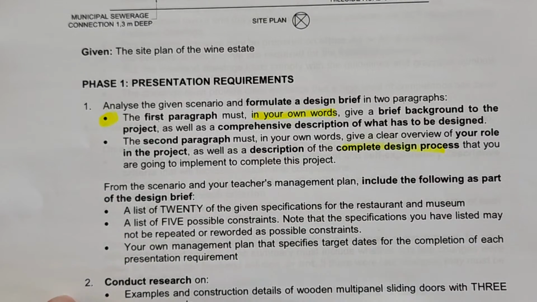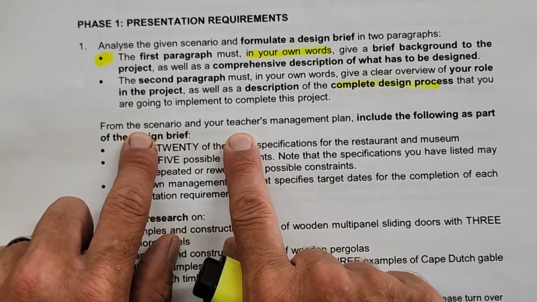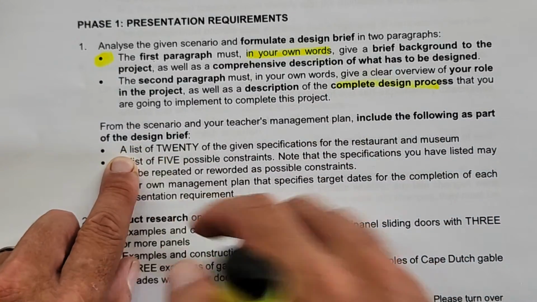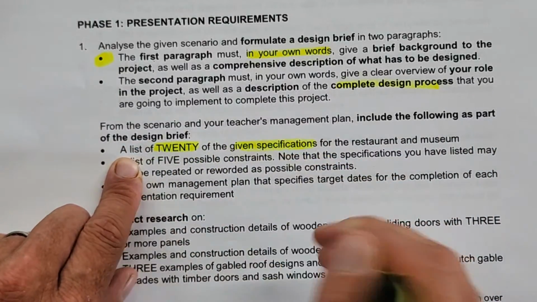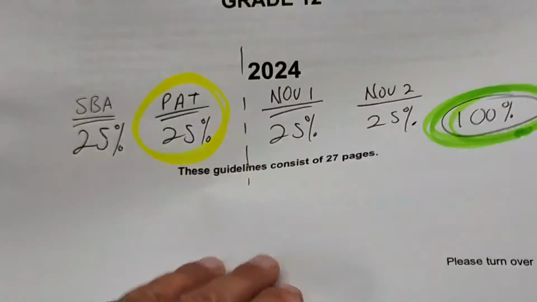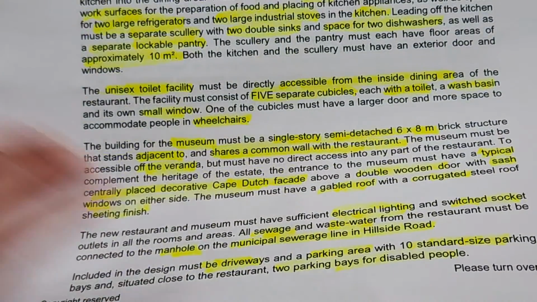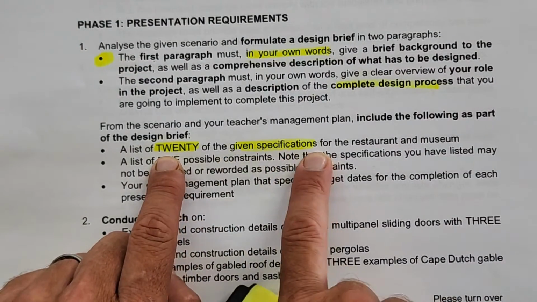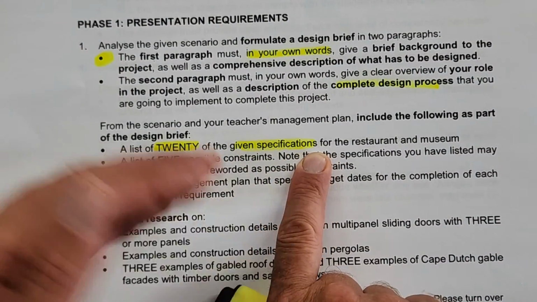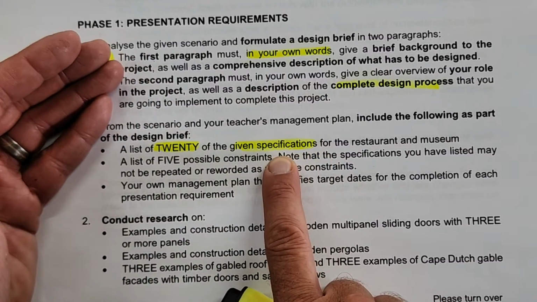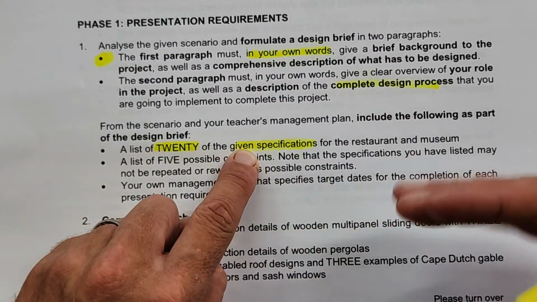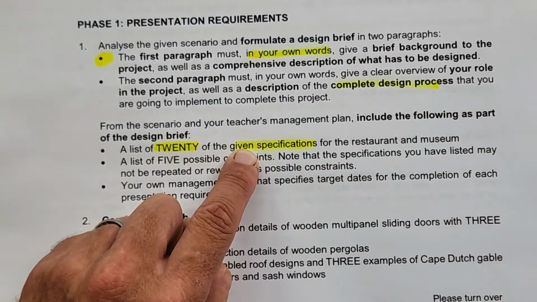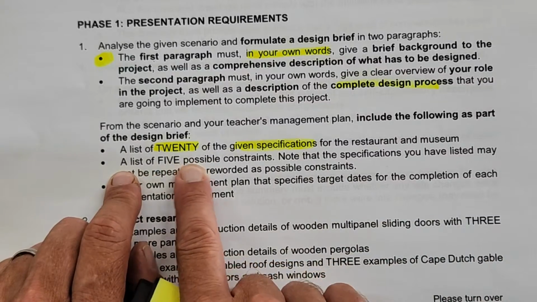Yeah, that's where we get to the management plan. That's the next part. So let's look at that. Then from that scenario and the management plan that I'll give you, include the following as part. You have to list 20 of the given specifications. You'll agree with me that we probably read 40 in here. Okay? So the minimum is 20. But the more the merrier, and the better you're going to know what you're going to have to, because you're going to constantly go back to that specification list to know what am I doing. And if you can group this in restaurant and museum plus even the restaurant into the kitchen, the pantry, whatever, it's even better. Then you have to list 5 constraints.